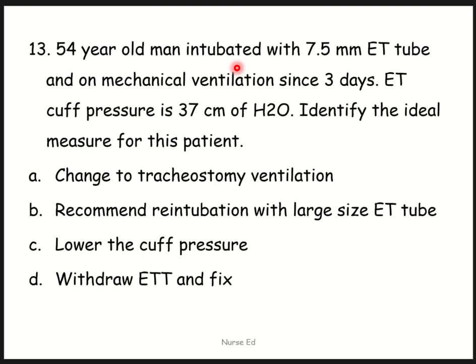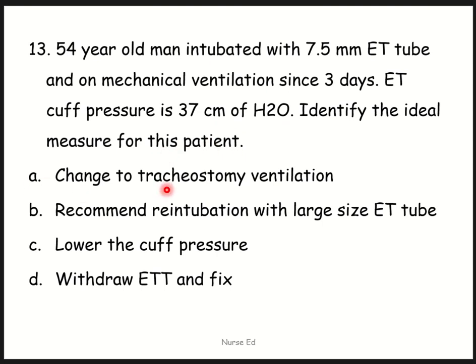A 54-year-old man is intubated with a 7.5 millimeter ET tube and has been on mechanical ventilation for 3 days. The endotracheal tube cuff pressure is 37 centimeters of water. Identify the ideal measure for this patient. So, what measure is to be taken for this patient?